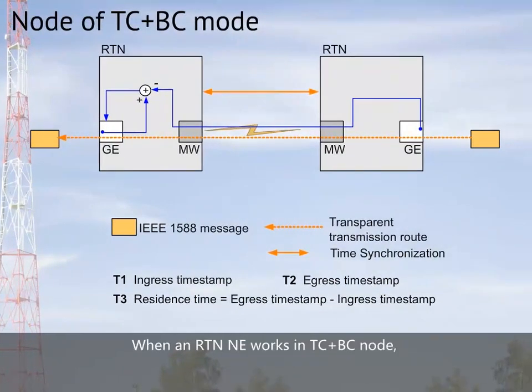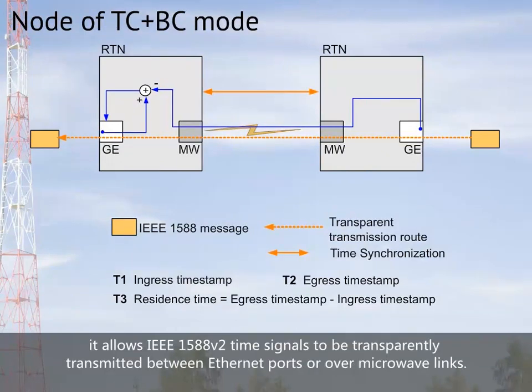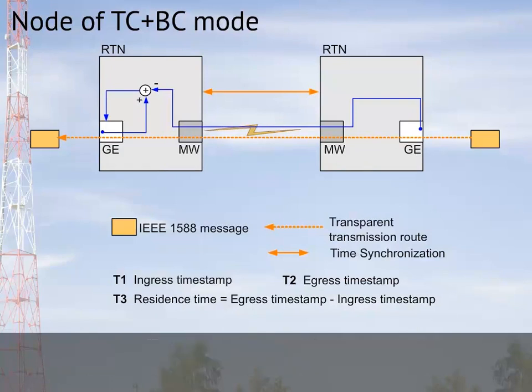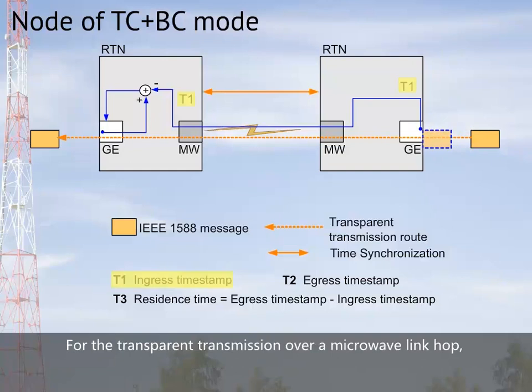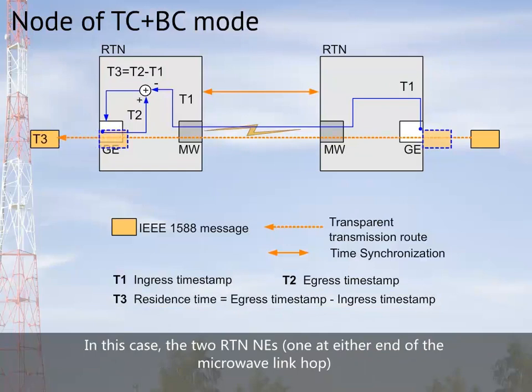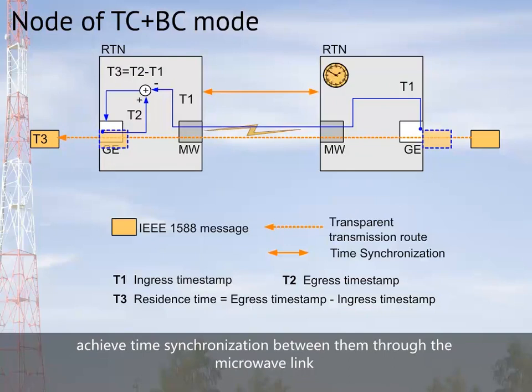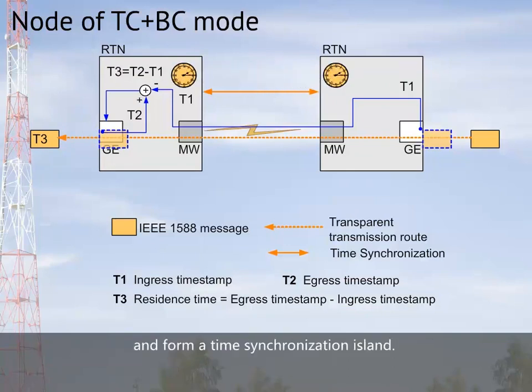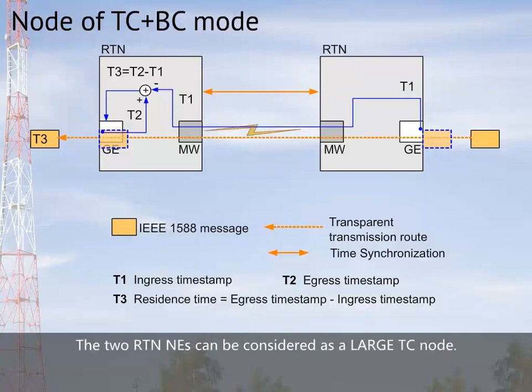When an RTN-NE works in TC plus BC mode, it allows IEEE 1588 v2 time signals to be transparently transmitted between Ethernet ports or over microwave links. For the transparent transmission over a microwave link hop, the residence time of an IEEE 1588 v2 message is the total time for traversing the entire microwave link hop. In this case, the two RTN-NEs, one at either end of the microwave link hop, achieve time synchronization between them through the microwave link and form a time synchronization island. The two RTN-NEs can be considered as a large TC node.